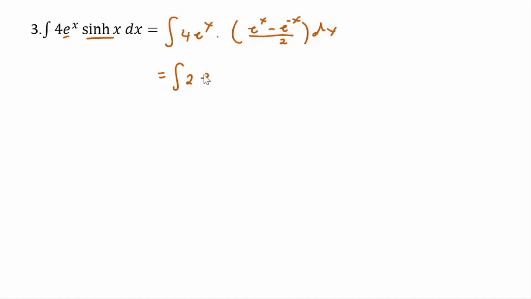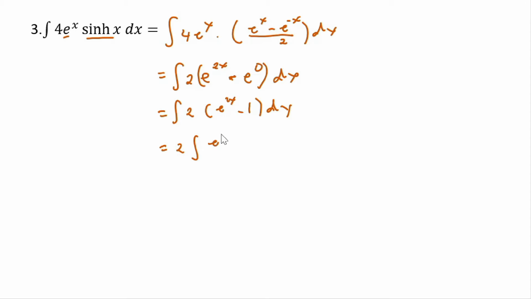The first term will give us e raised to the power of 2x. And the second term, we have e raised to x times e raised to the power of negative x, so we have e raised to 0. Then I will put a quantity here because 2 is common for the two terms. Simplifying further, we can write 2 times the integral of e raised to 2x minus e raised to 0, which means 1, dx. So I replace e raised to 0 with 1, and I write 2 outside the integral sign. So we can write 2 times the integral of e raised to 2x minus 1 dx.